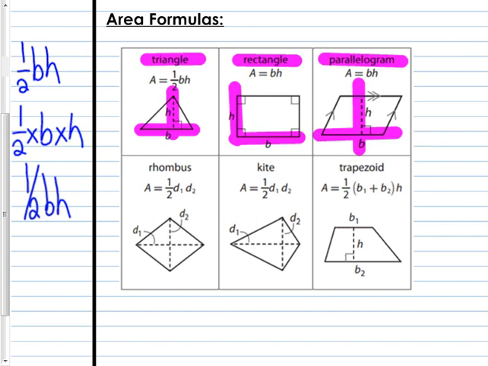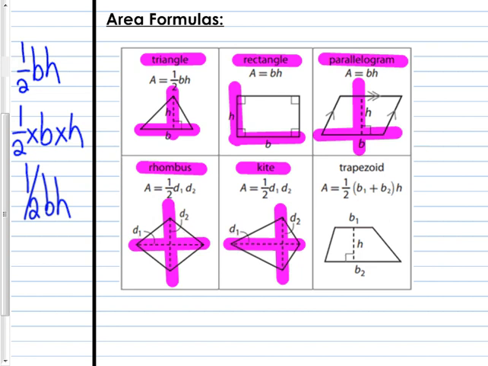Rhombus. For a rhombus, the formula is 1/2 of diagonal 1 times diagonal 2. Diagonal 1, diagonal 2. It doesn't matter which one you call diagonal 1 and which one you call diagonal 2. You multiply them together and cut them in half. And it's the same exact formula for a kite. Diagonal 1, diagonal 2 multiplied together times 1/2. Or diagonal 1 times diagonal 2 cut in half. So rhombus and kite, as you notice, are the same exact formula.